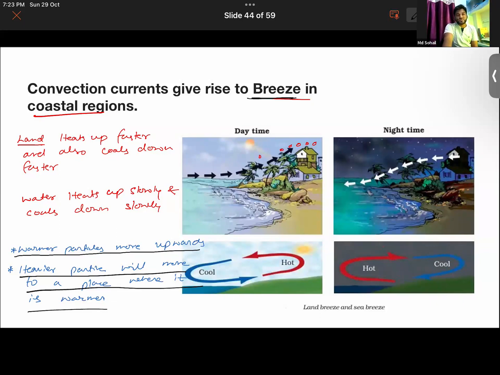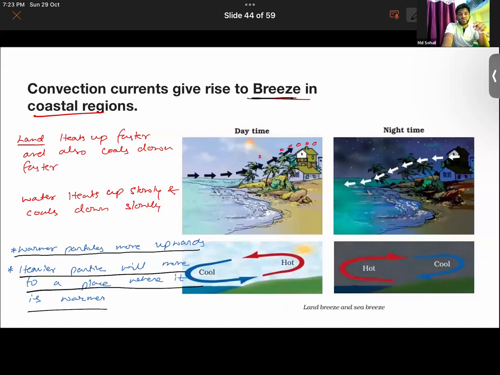So during the day, what do we observe? The land will heat up more than the water. You must have observed that if you ever visit the coastal areas or the beaches, you will see the sands are warmer than the water. Obviously, because we know that land heats up faster, but during the night time, land will also cool down much faster.